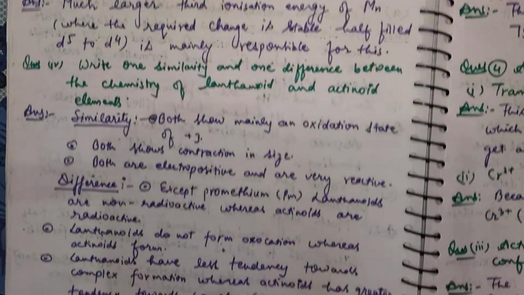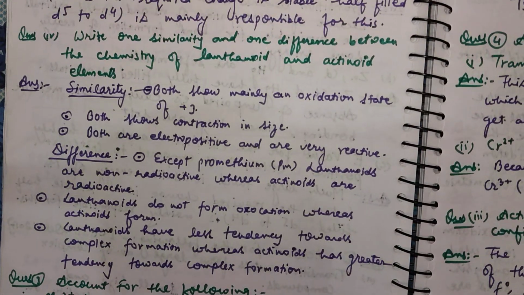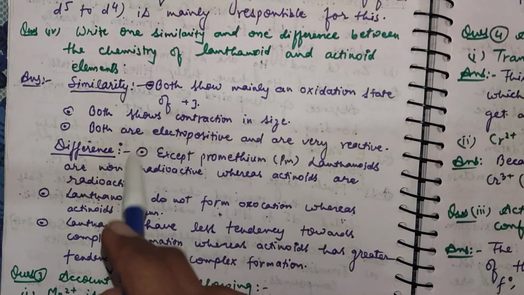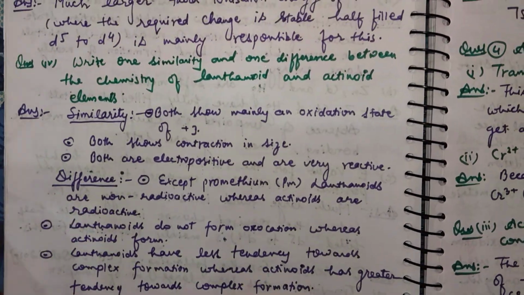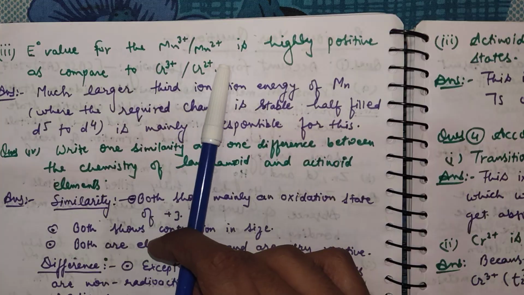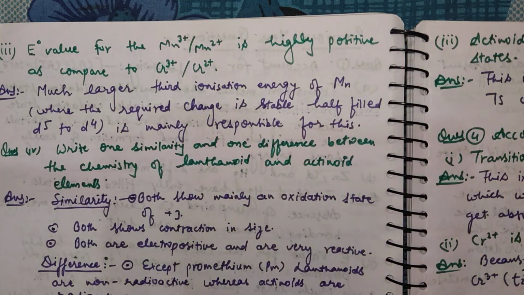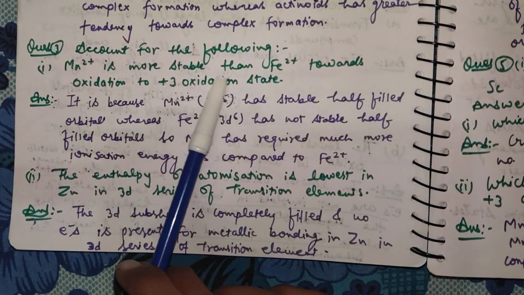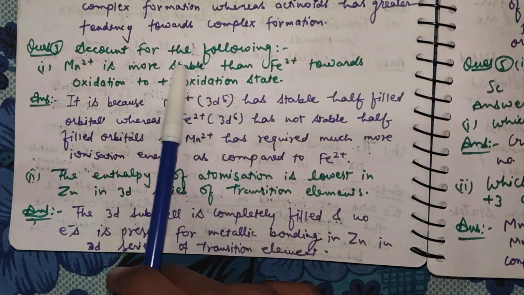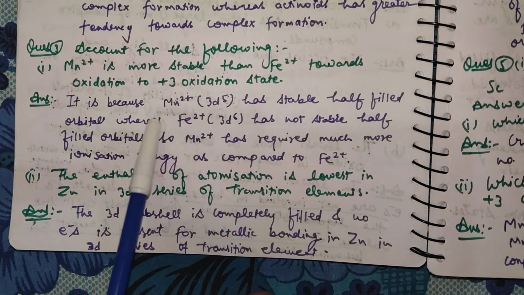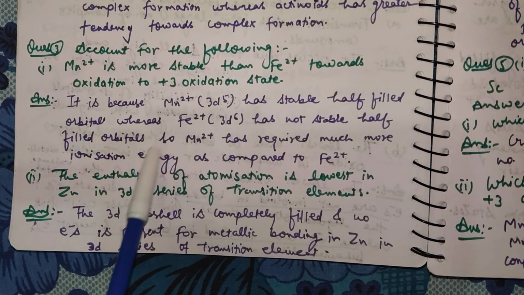Now come to the next question, write one similarity and one difference between, this is the question. These are some important questions we have discussed about the E naught value, standard reduction potential value. Now come to the next question: account for the following, Mn2+ is more stable than Fe3+. Same reason, because the 3d5 electronic configuration is half filled, which is more stable as compared to 3d6.